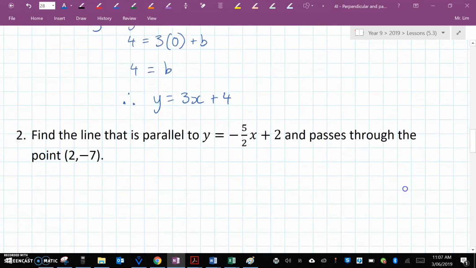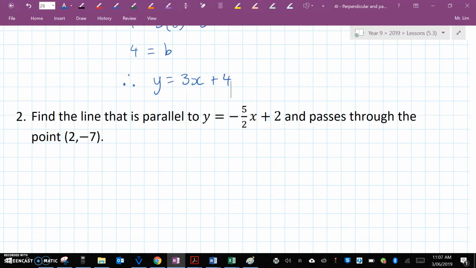In question 2, find a line that's parallel to y equals minus 5 over 2x plus 2 and passes through the point 2, minus 7. I'm going to give you some time. Can I get you to pause the video to have a go with this question yourself? And when you're ready, you can continue the video and I'll go through the solution.